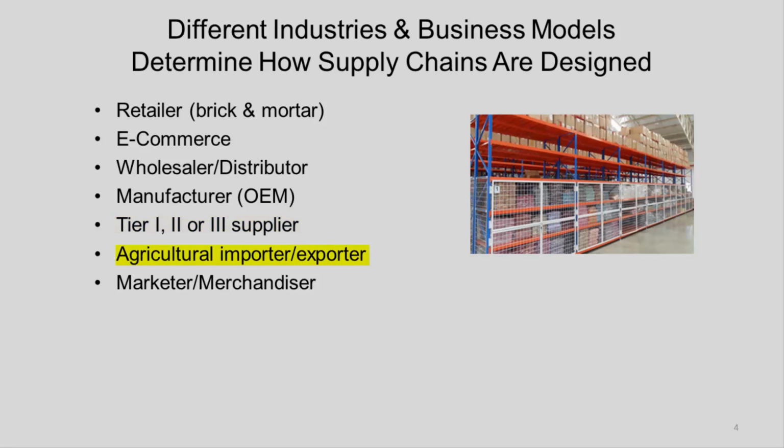Maybe we're in the agricultural business as either an importer, an exporter, or both. That's an entirely different situation as well. And many organizations don't engage in manufacturing at all. They're more of a marketer and a merchandiser of goods. That's a different supply chain too. So just to reiterate this point, industries and business models really mold what a supply chain is going to look like.